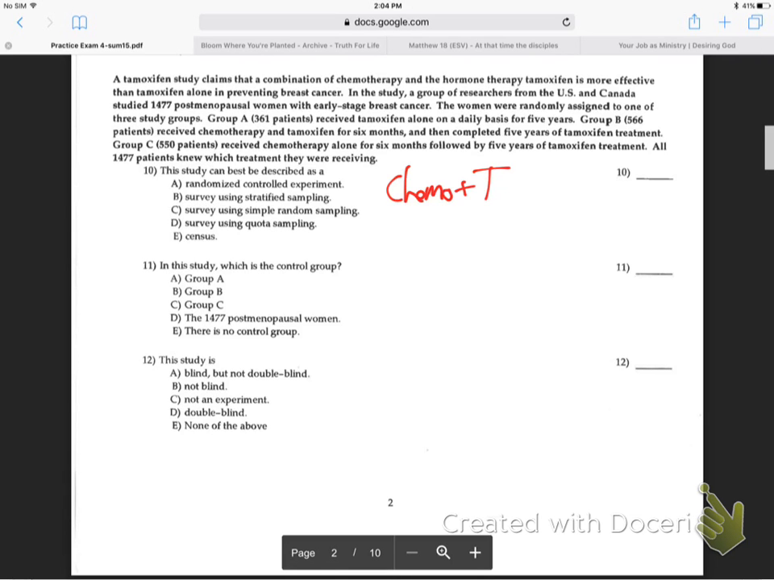Chemo and the hormone therapy, tamoxifen, is better than, see what they're claiming? Is better than T alone. Tamoxifen alone in preventing breast cancer. Right? First off, that's basically what that first sentence says, right? It might help you to break down some words like that.